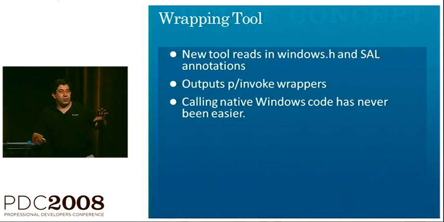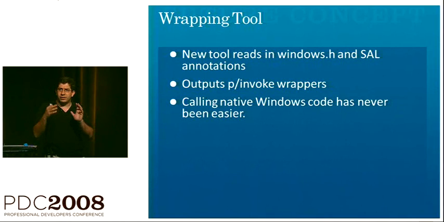We have a new tool. Someone came up with this really clever idea. Most of Windows.H has these what we call SAL annotations, and they're designed for security. They say things like, oh, this int that's a buffer length matches up with this char star.